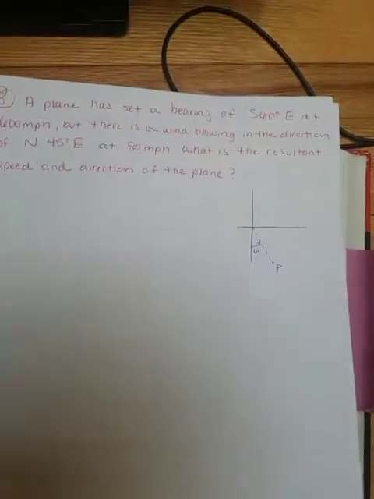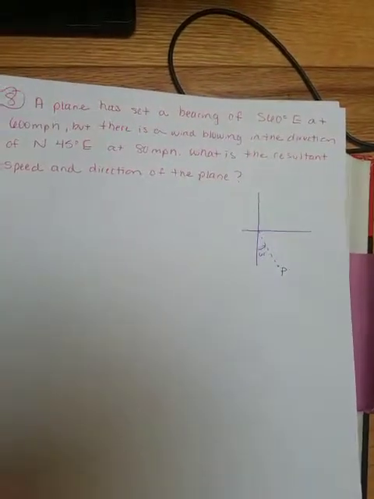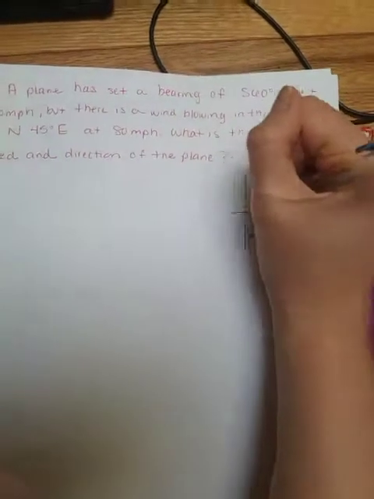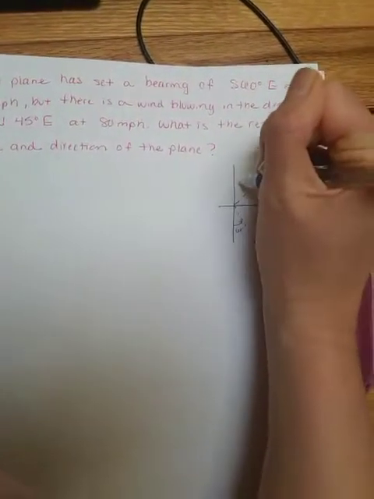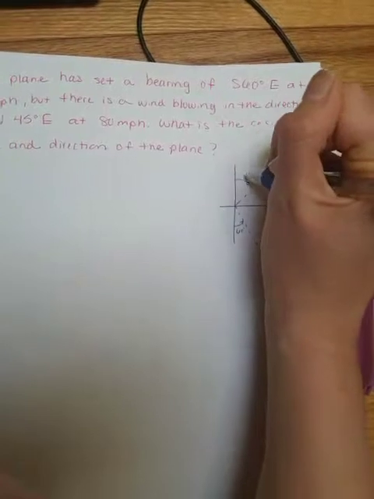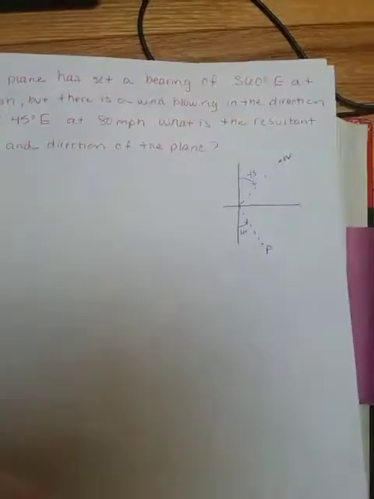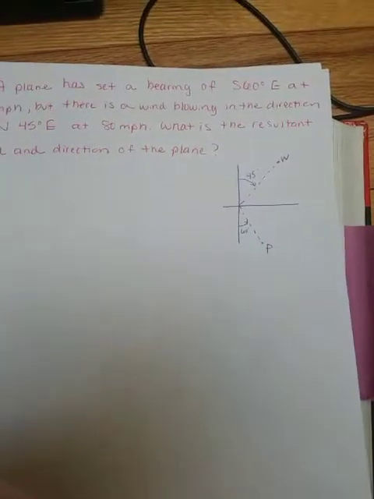Then we also have the wind. That has north 45 degrees east. Again, that is not drawn to scale. That is the wind. And so north 45 degrees east, that's your 45 degrees. Okay?